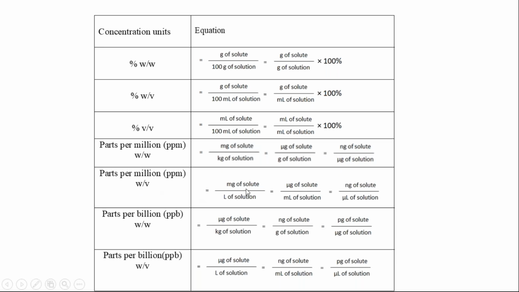Similarly for ppm, milligrams per liter of the solution, micrograms per milliliter of the solution, and nanograms per microliter of the solution. So parts per billion are now, if you look here, micrograms per kilogram, nanograms per gram, and picograms per microgram. So it's very important to know how to express in terms of ppm, ppb, when you are analyzing the contaminants.